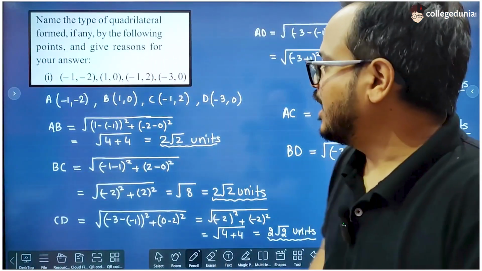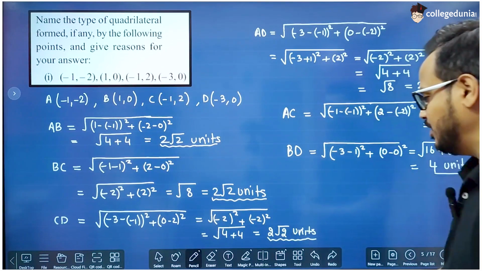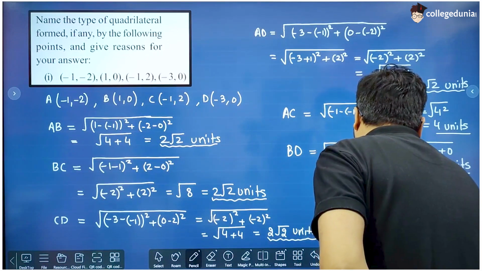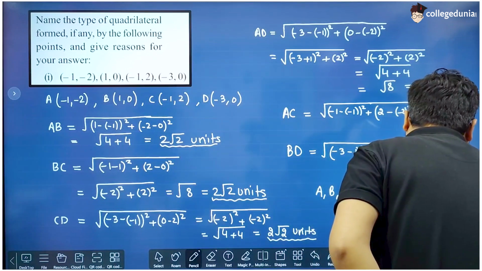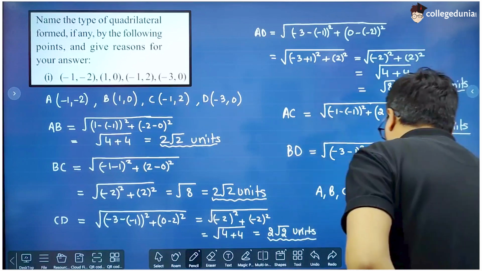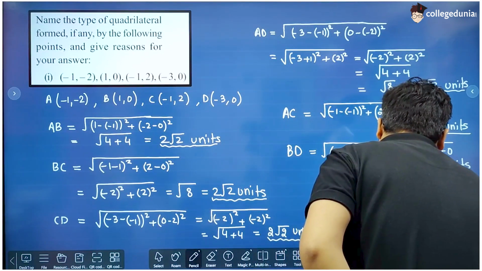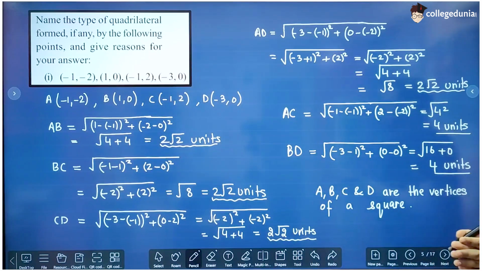So these 4 are the vertices of a square because all the 4 sides are equal and both the diagonals are equal. So we will write A, B, C and D are the vertices of a square, right?